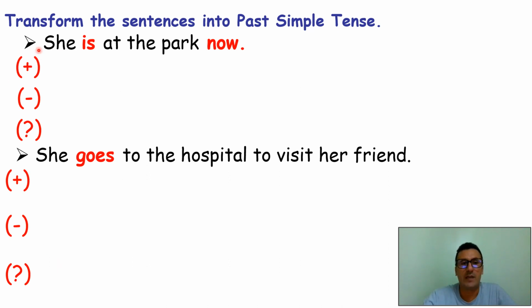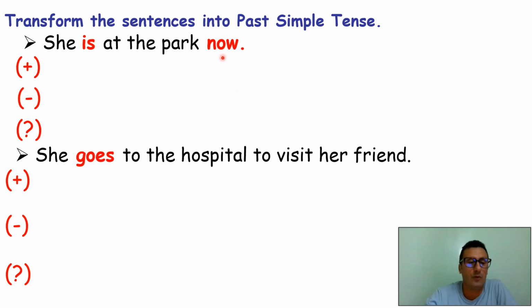Alors, transform the sentences into past simple tense. Qu'est-ce qu'on va faire là? On va transformer ces phrases au passé simple. She is at the park now. Donc le verbe c'est to be. Le plus c'est la forme affirmative. Le moins c'est la forme négative. Point d'interrogation c'est la forme interrogative. Question form. Alors tout simplement nous allons faire quoi? Nous allons conjuguer ce verbe to be au passé. Et attention, il ne faut pas oublier aussi now qui veut dire maintenant, ça va changer.